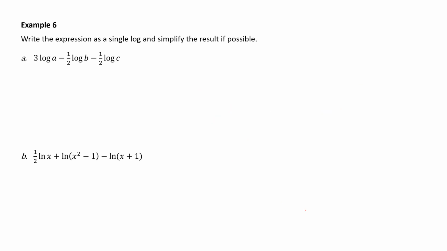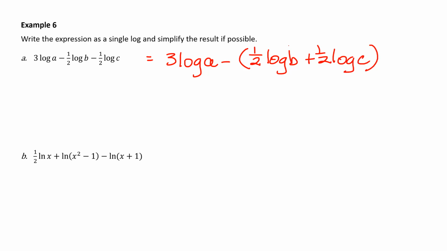All right, write the expression as a single log and simplify the result if possible. All right, again, we have this subtraction going on, so I'm going to rewrite it as 3 log A minus the quantity 1/2 log B plus 1/2 log C. Okay, so what I'm going to do, there are probably many different orders you could do this in. So I'm going to go ahead and put this 3 right here into the exponent of the argument. I am allowed to do that. So log of A cubed.